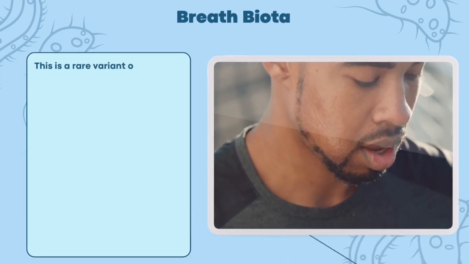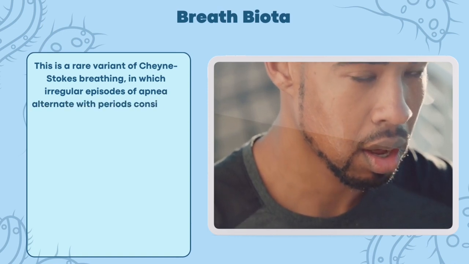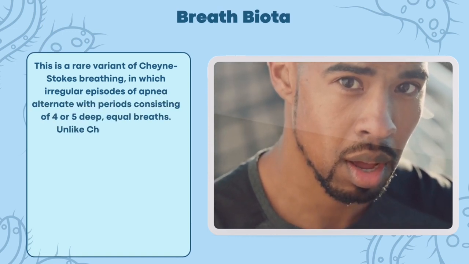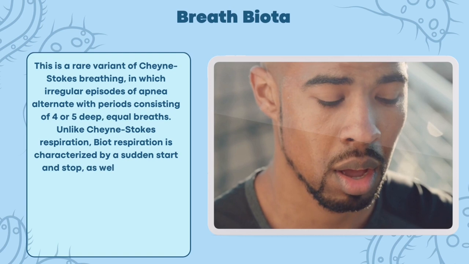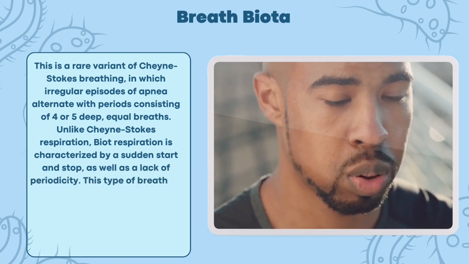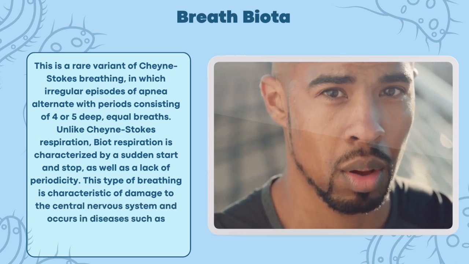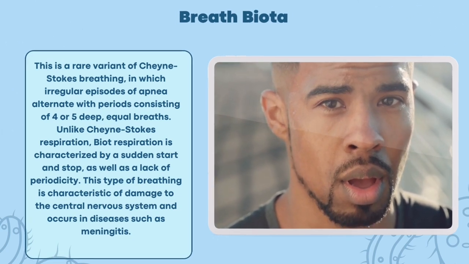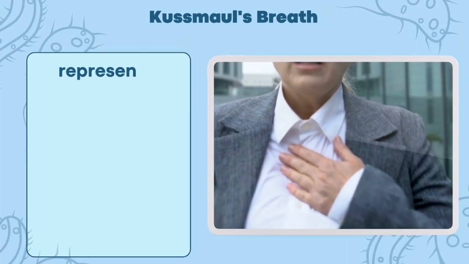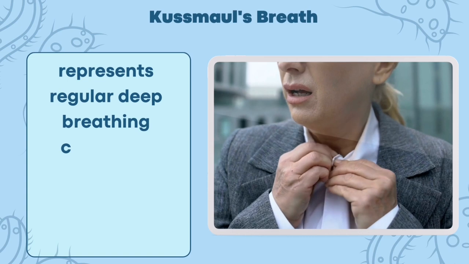Biot breathing. This is a rare variant of Cheyne-Stokes breathing in which irregular episodes of apnea alternate with periods consisting of 4 or 5 deep, equal breaths. Unlike Cheyne-Stokes respiration, Biot respiration is characterized by a sudden start and stop, as well as lack of periodicity. This type of breathing is characteristic of damage to the central nervous system and occurs in diseases such as meningitis. Kussmaul's breathing represents regular deep breathing caused by metabolic acidosis.